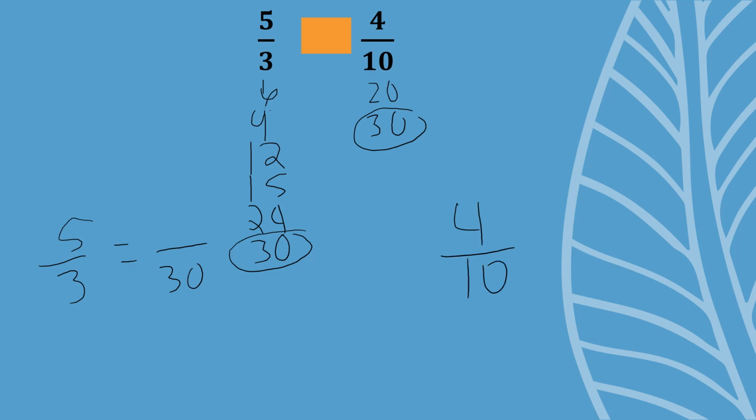And now I'm ready. And remember, I did have some people who found the new denominator and then kept the same numerator. However, remember what we say: whatever you do to the bottom, you do to the top. So if my bottom number changes, my top number has to change. Think about it like this.